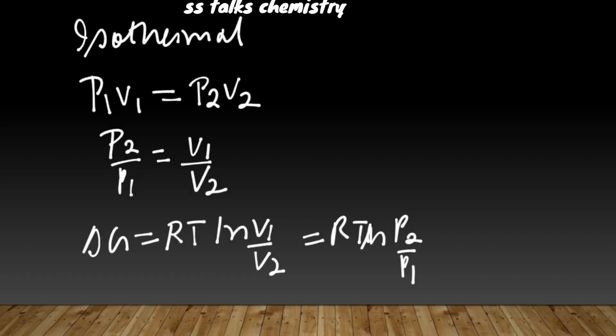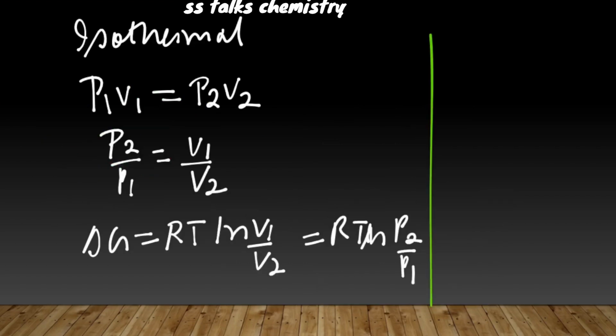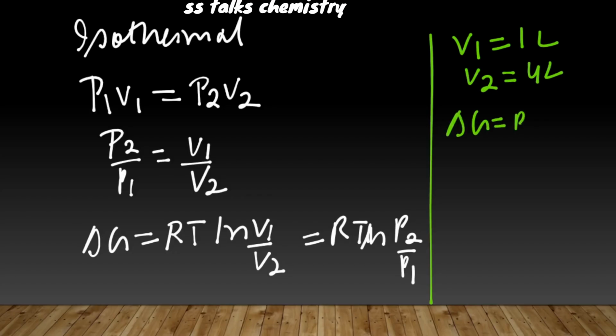Now from the given conditions, you see the volume change has been given to us. So we are going to use the volume expression. Temperature is also given, and the volume from 1 to 4 is given. So V1 is 1 liter and V2 is 4 liters. So delta G is going to be RT ln of V1 by V2, so 300 into R into ln of 1 by 4, right?